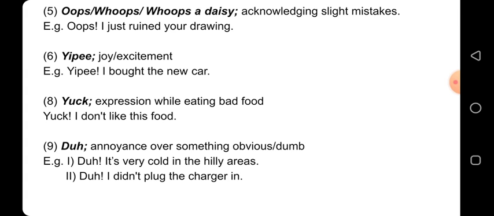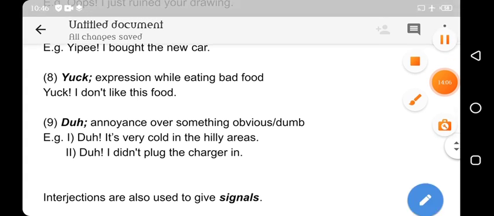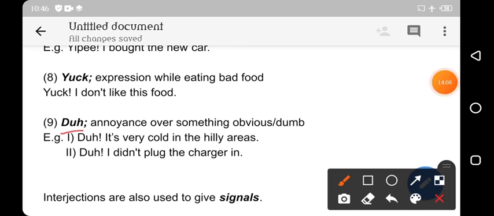The next one is daw. इसको किस तरह से पढ़ना है? Daw. daw के दो फंक्शंस होते हैं बेसिकली. इसके दो फंक्शन हैं. It is used to show annoyance over something obvious or dumb.